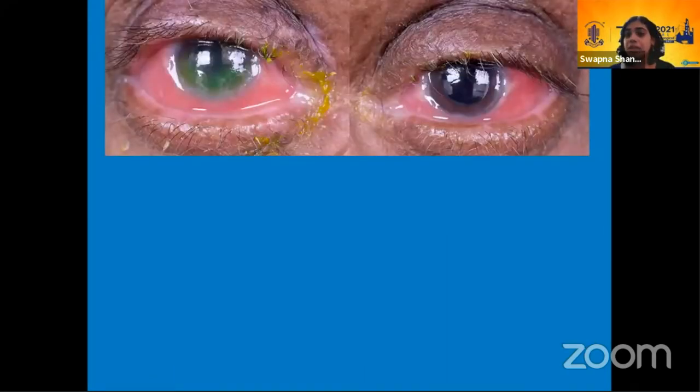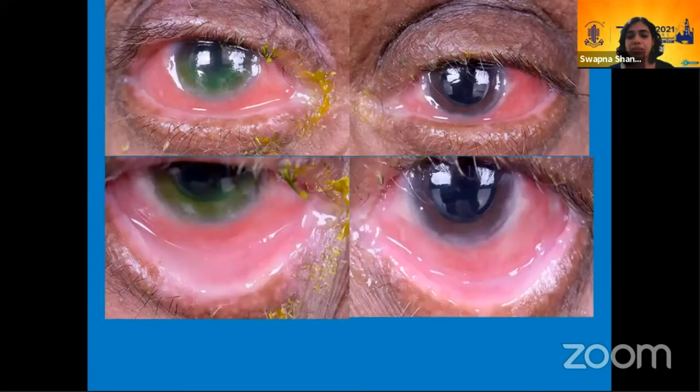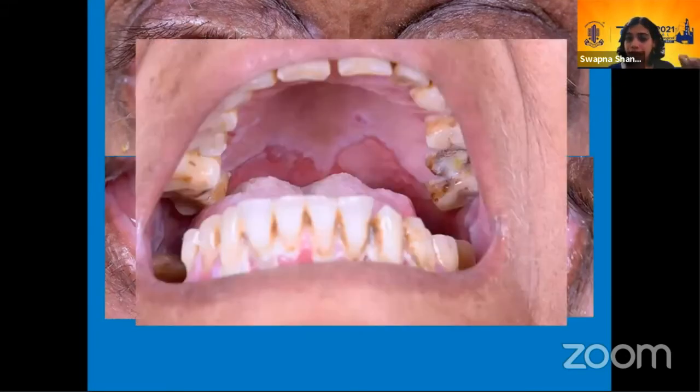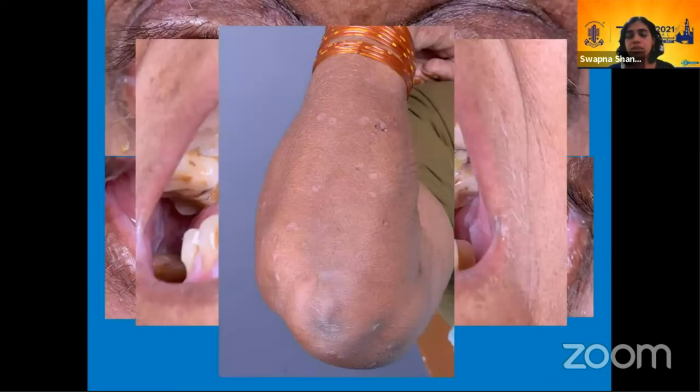This is a typical case of mucous membrane pemphigoid. She came to us in the acute phase with bilateral cicatrizing conjunctivitis, a typical palatal ulcer, and oral lesions on her skin. But this is rare. We do not see such typical cases of mucous membrane pemphigoid because they sometimes do not come to us in the acute phase, and they come to us multiple years down the line. So it is very important to pick this entity up early.